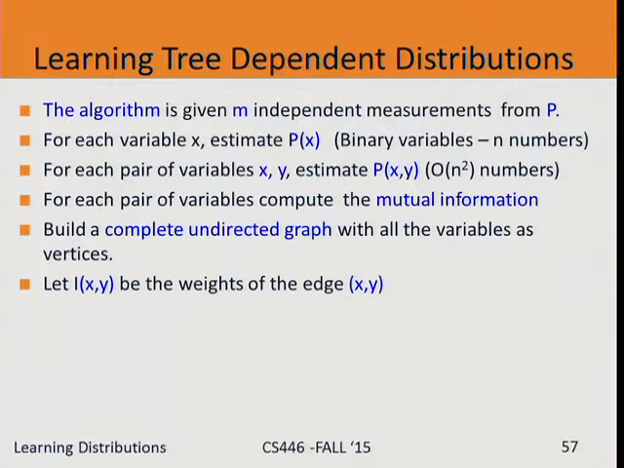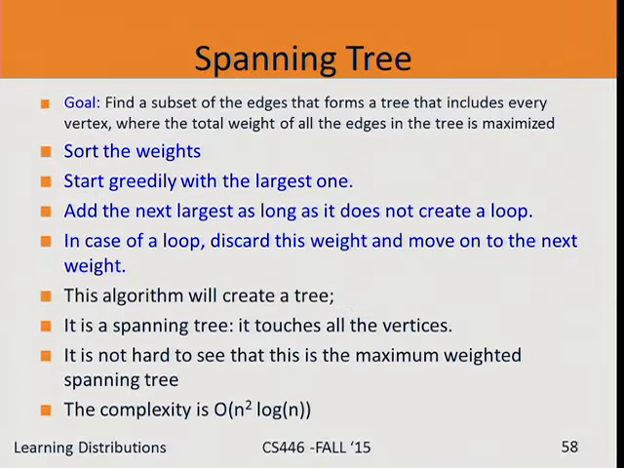So the way to build the tree is we're going to place the mutual information I of xi, xj as the weight of the edge. Now we have a weighted graph, and we're going to use a spanning tree algorithm, a maximum spanning tree algorithm, in order to find a tree. I'm assuming all of you have seen spanning trees. Either way, I'm just going to summarize here. What do I mean by a spanning tree? I mean a tree that touches all vertices, right? So given a complete graph, I want to find a tree, just a linear number of edges that touch all the vertices.